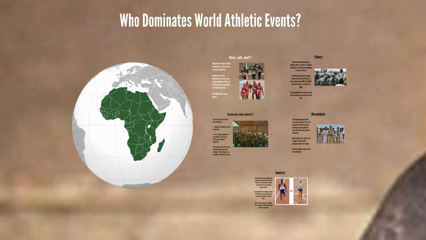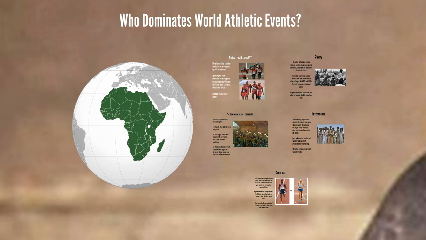So one question that's fascinated people for a long time is why are black athletes in particular so dominant in different areas of world athletic events? And in particular, how can they be so dominant at two ends of a very different scale?